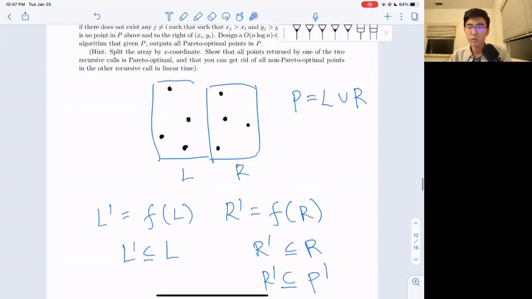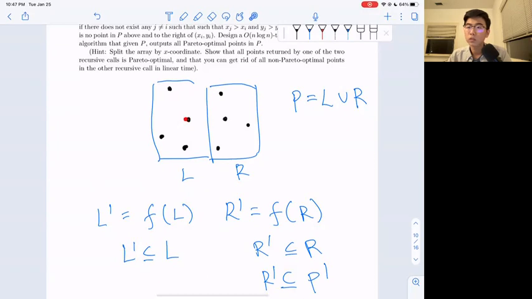The more involved part of this problem is to handle what happens to points in L. Say this point will be classified as a Pareto optimal point in L, because there are no points in L that are to its top right. However, there is a point in R that is to its top right. So clearly, not every point in L prime is in P prime. But how do we distinguish which ones should be in P prime?